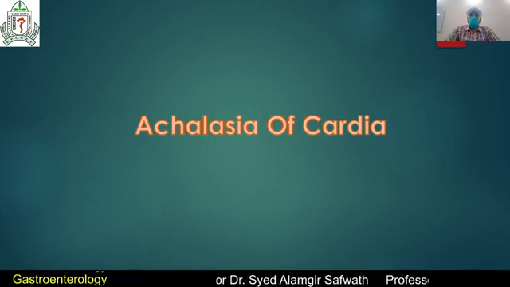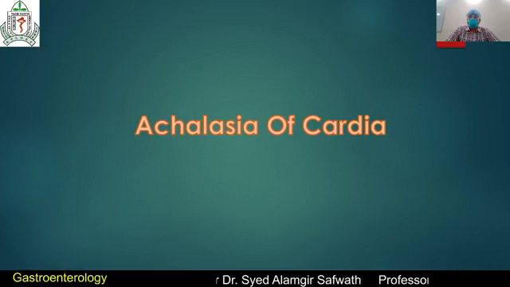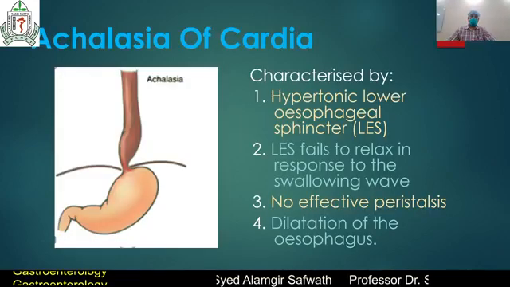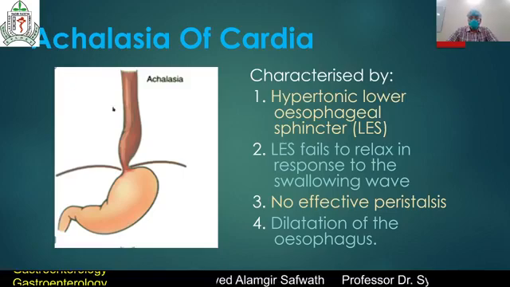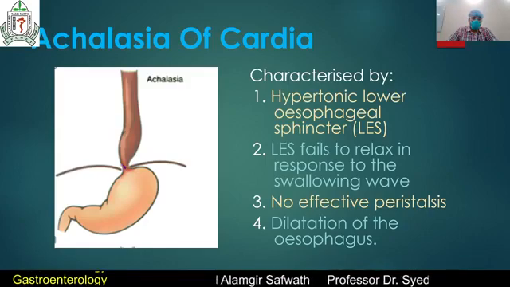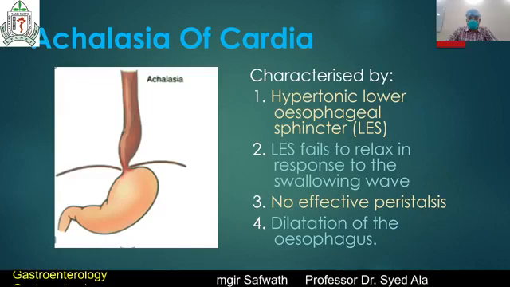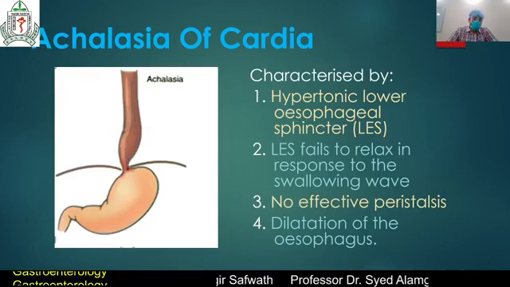Achalasia of cardia is where there is absence of effective propagative peristalsis, as well as the tonicity of the lower esophageal sphincter is raised. The patient will come to you with difficulty in swallowing. So achalasia of cardia is characterized by a hypertonic lower esophageal sphincter. This is the lower esophageal sphincter. It will be hypertonic. Tonicity will be more than normal. So it will not open even when the food particle reaches over there. It will keep itself in a closed form. So food within the esophagus cannot pass into the stomach. So food will be accumulated over here.